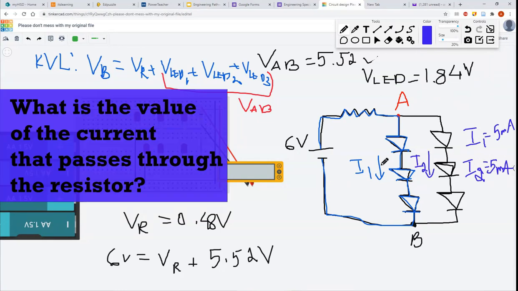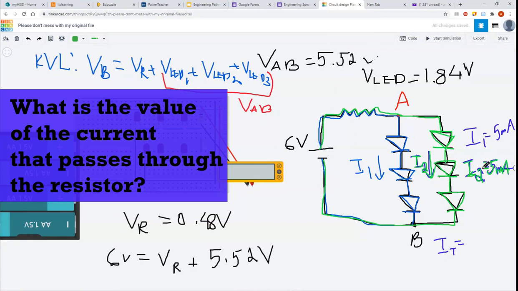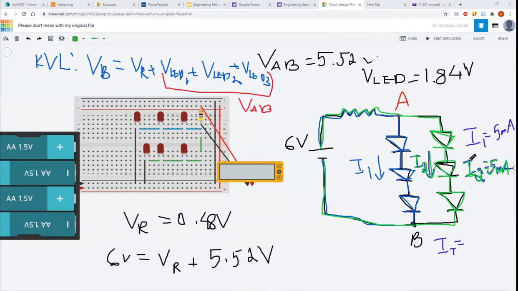Question, if these two are 5 milliamps each, how big is the current that goes through the resistor? I have I1 going through the blue loop and I2 going through the green loop. They both are 5 milliamps. What is the current that goes through the resistor if both of these are 5 milliamps? Separately, they are 5 each. But when they go through the resistor, do they go separately or do they go together? They go together, right? This is I total.